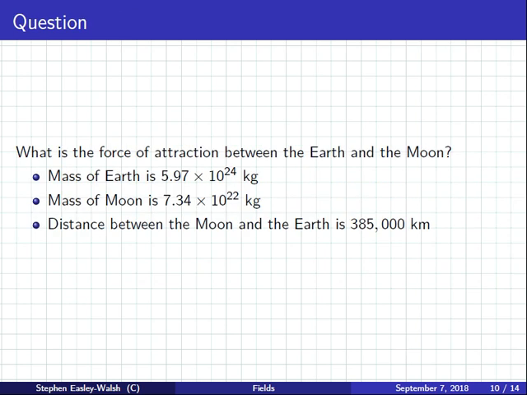Okay, so let's have a look at an example. What is the force between the Earth and the Moon? The Earth's mass is this, the Moon's mass is this, and the distance between the Moon and the Earth is this. So it's just straightforward use of the formula, okay? I'll give you 1 minute to give me the answer here. It should be pretty big, obviously.